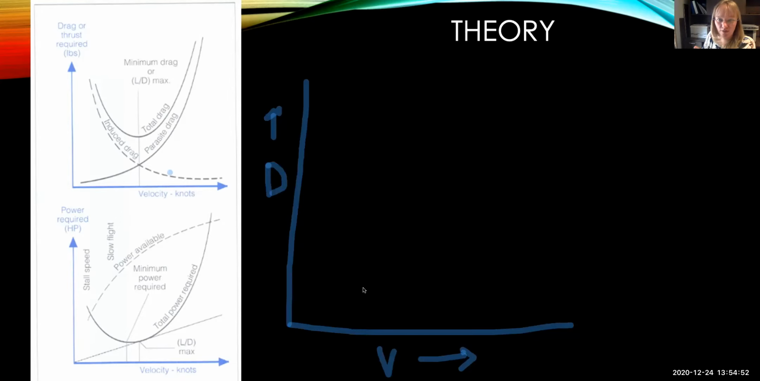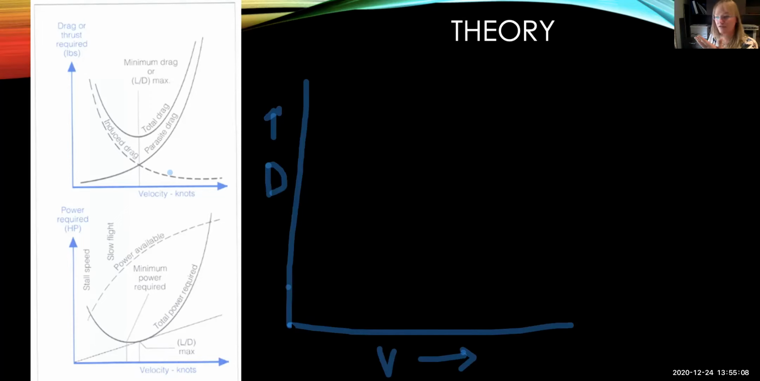So let's talk about drag. You ask your student the question, what are the two main types of drag? They're going to say parasite and they're going to say induced. You're going to go, great. If we are completely still on the ground, is there any parasite drag? They're going to say no, and you say great.